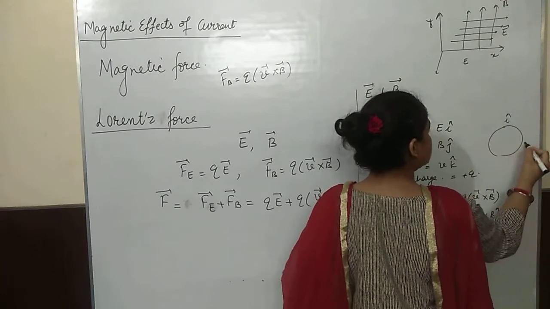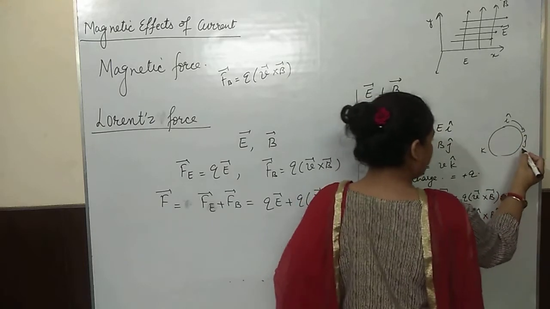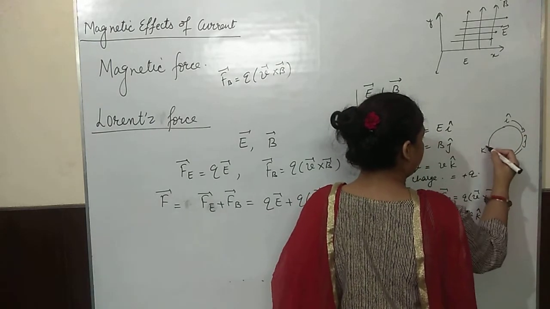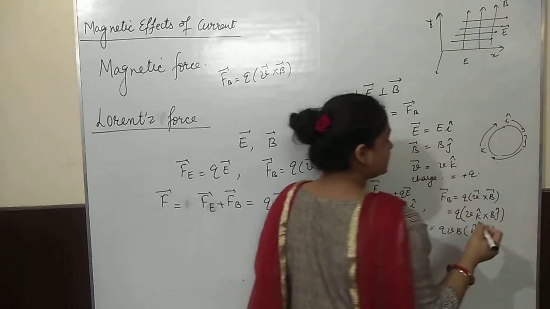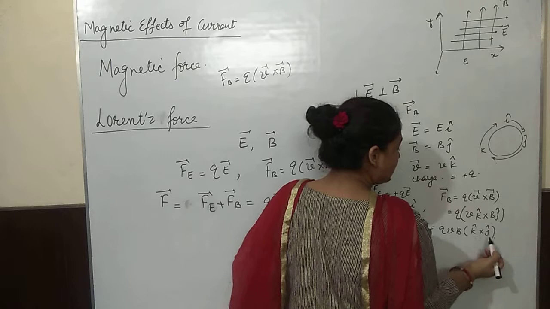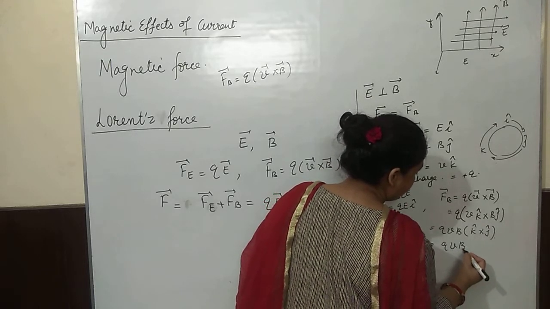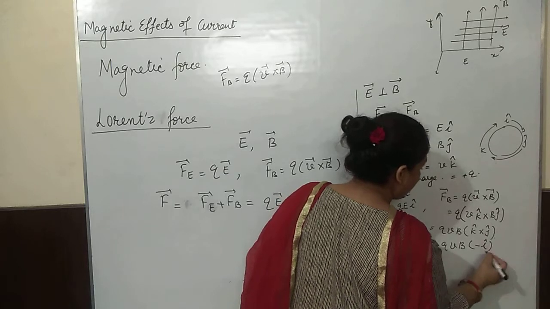We can find out the direction. In 11th class, we have discussed this thing. i cross j is k, j cross k is i, k cross i is j. So j cross k is i, but k cross j would be minus i. So this would be q v B minus i cap.